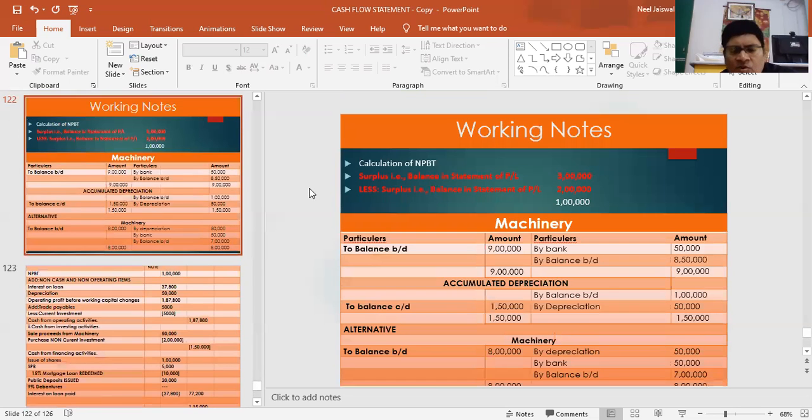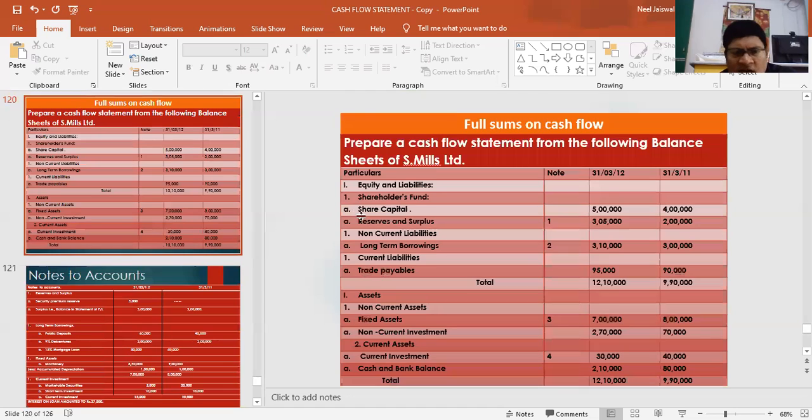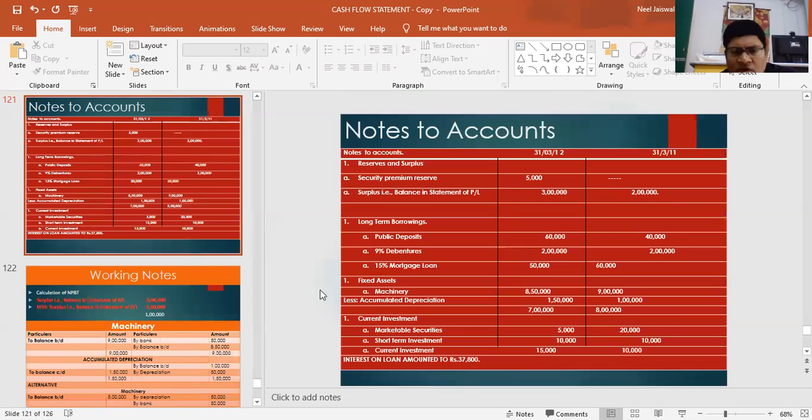Then there is one more thing, current investment under current assets. Now see, under current assets, we have current investment, but it has a note. Let's see the note first. Note number four, current investment. It is given marketable securities. Do we take marketable securities? No, we don't, because this item comes under cash and cash equivalent. Short-term investment, do we take it? No, we don't. That also comes under cash and cash equivalent. Current investment, yes, this is the item of working capital changes. So we have to take it over here. It's given 10,000. Last year, 15,000. That is a decrease.